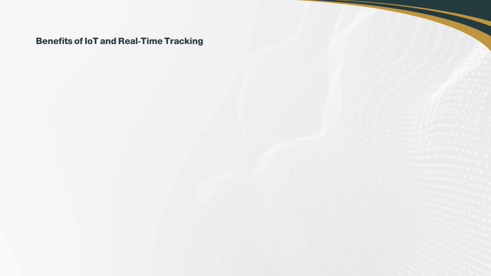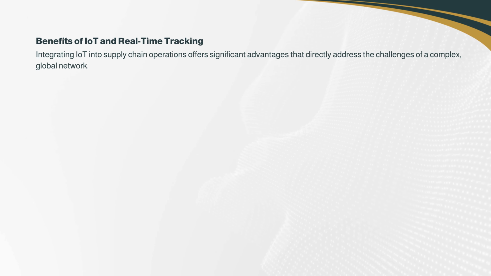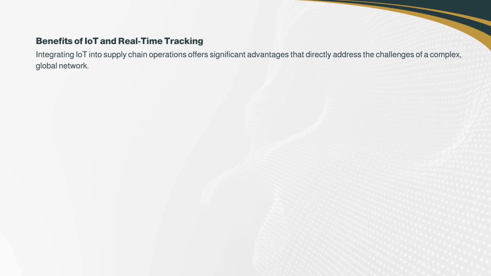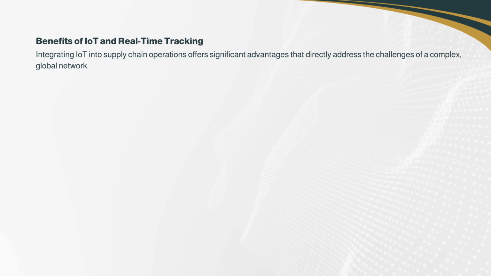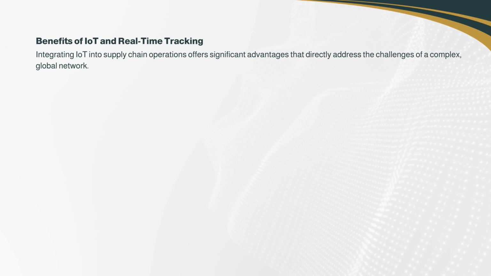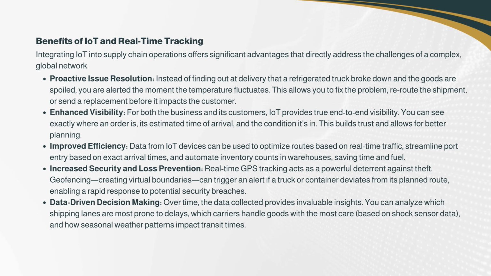Benefits of IoT and real-time tracking. Integrating IoT into supply chain operations offers significant advantages that directly address the challenges of a complex, global network. Proactive issue resolution. Instead of finding out at delivery that a refrigerated truck broke down and the goods are spoiled, you are alerted the moment the temperature fluctuates. This allows you to fix the problem, reroute the shipment, or send a replacement before it impacts the customer.